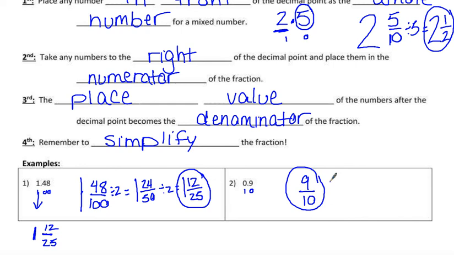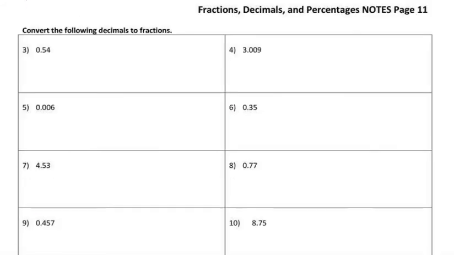All right, so I have one for you to turn the page. And I want you to look at these problems at the top of page 11. So it says convert the following decimals into fractions. And let's do one more example together, and then I'm going to have you try some on your own. I'm going to do number 4. So the whole number for this one is a 3. So I'm going to put a 3 there and put a fraction bar.